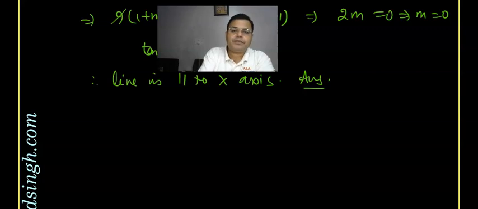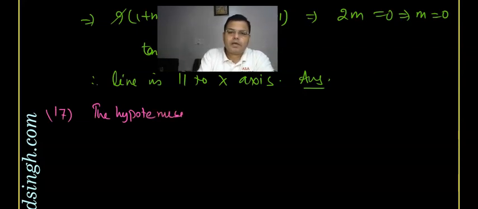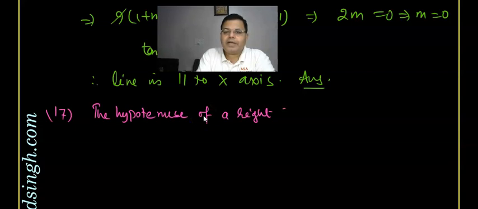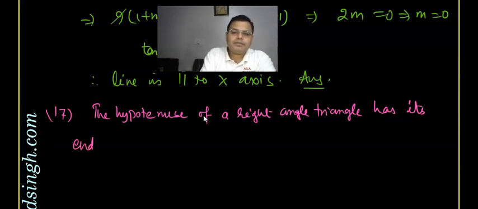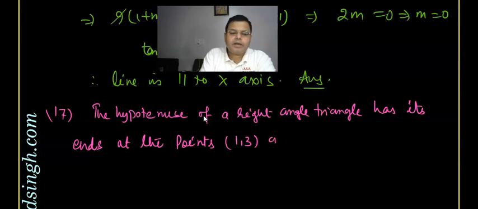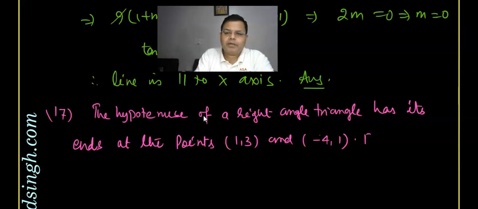The hypotenuse of a right angle triangle has its ends at the points (1, 3) and (minus 4, 1). Find the equation of the legs of the triangle, the perpendicular sides.